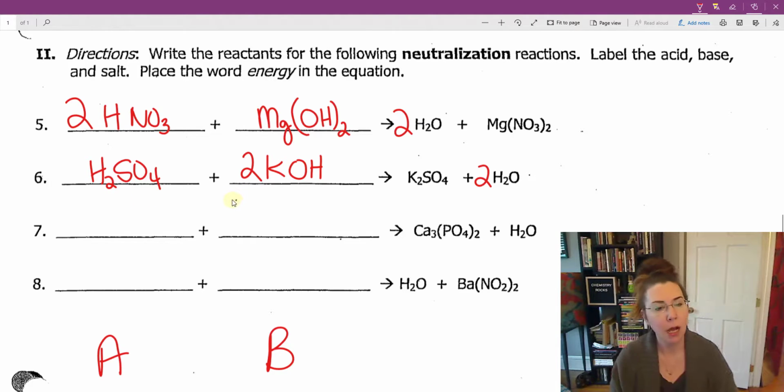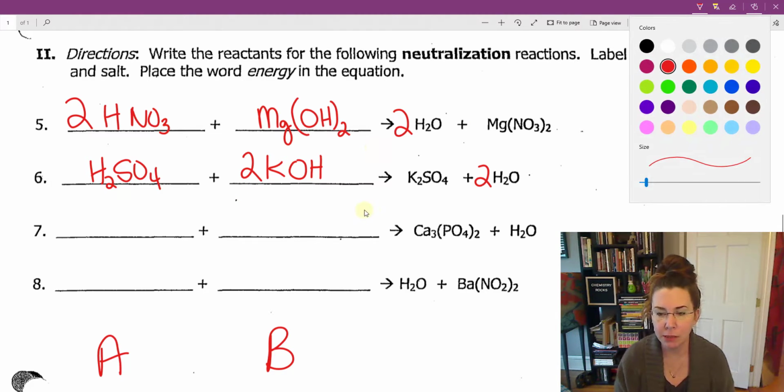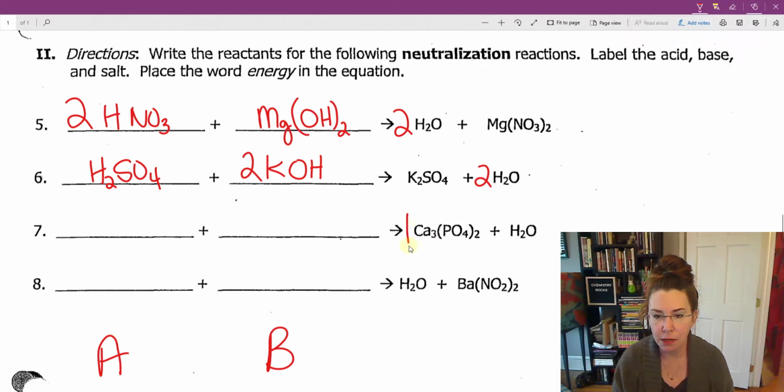All right. Let's go to number 7. Number 7 stumped a bunch of you. It was a little more challenging. So here's our calcium.